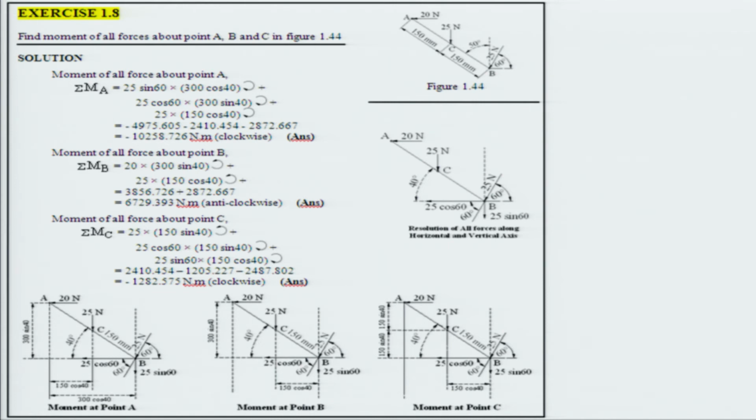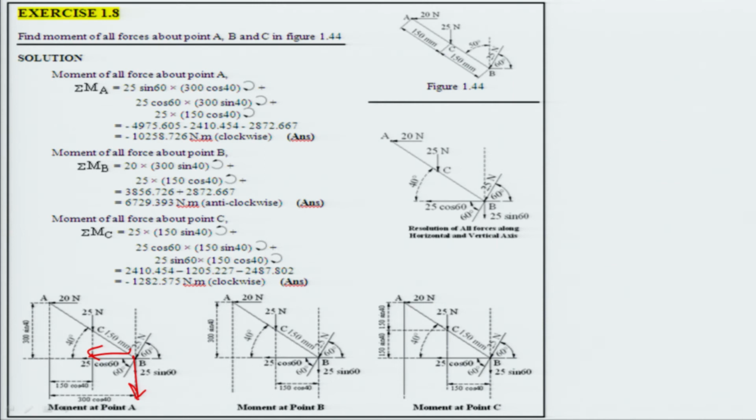This is horizontal force, no need to resolve. This is vertical, no need to resolve. This is inclined force 25 Newton, at an angle of 60 degrees. That is why this force needs to be resolved into two directions, this component and this component. So, the moment at point A will be calculated.